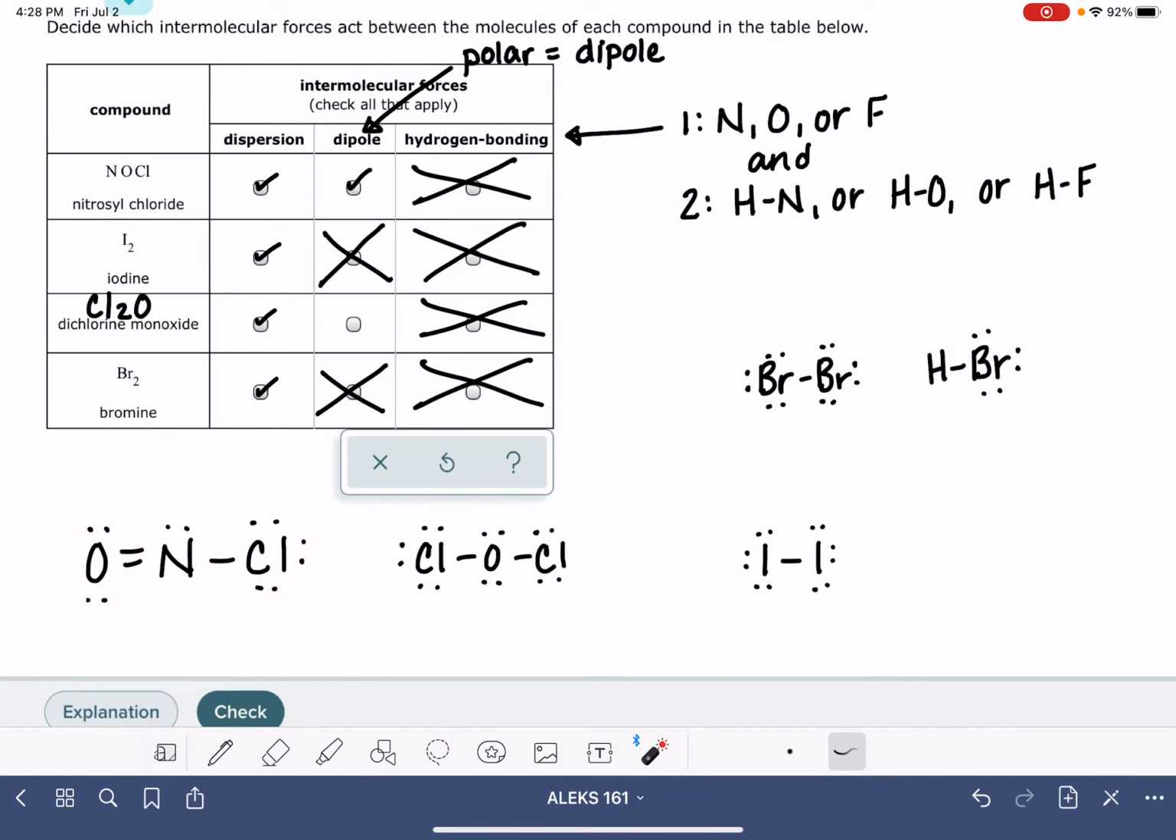It's not going to be possible for us to find a plane of symmetry for this molecule. No matter how we try to look for it, there's always going to be something that's not the same, and if we cannot find a plane of symmetry, if the molecule is not symmetrical, then it's definitely polar. So this molecule for sure is polar.